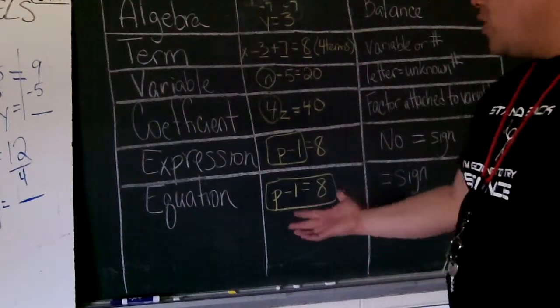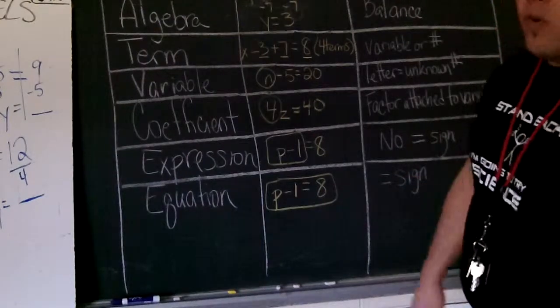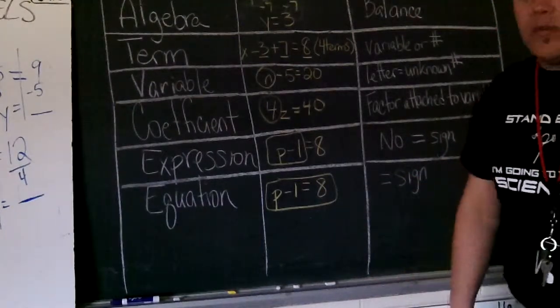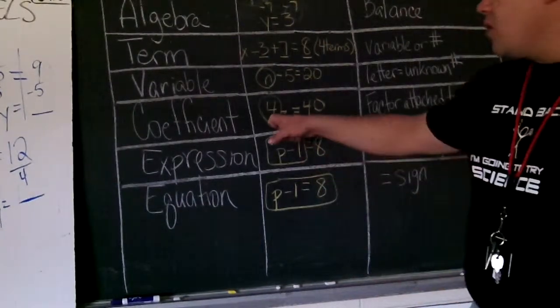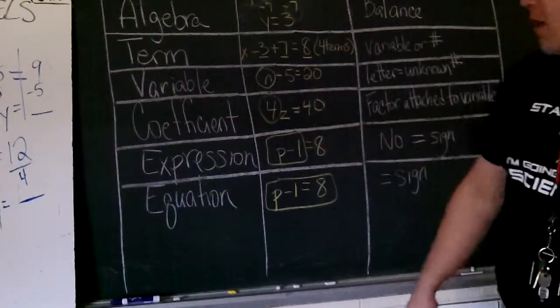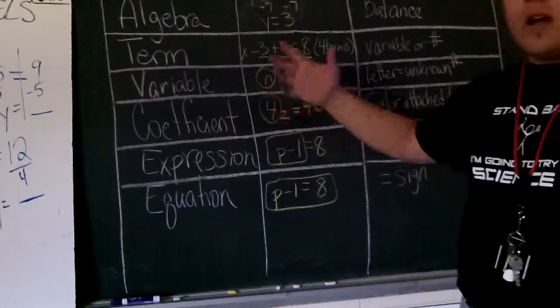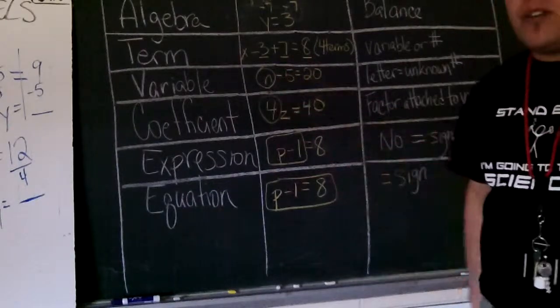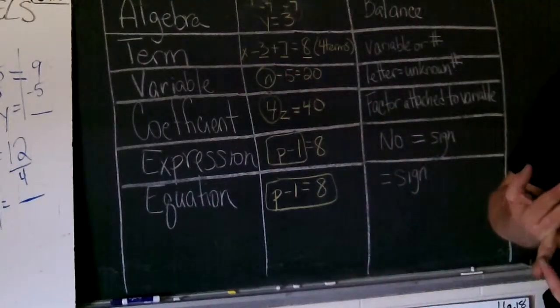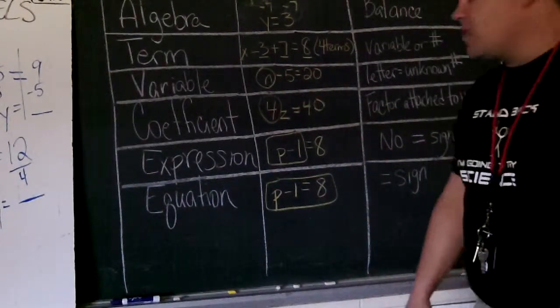Are we looking for an equation having an equal sign? Yes. Are we looking for an expression not having an equal sign? Yes. Coefficients are always numbers that are paired up with a variable. Variables are unknown numbers. Terms are actual letters or numbers that are separated by mathematical units or equal signs.